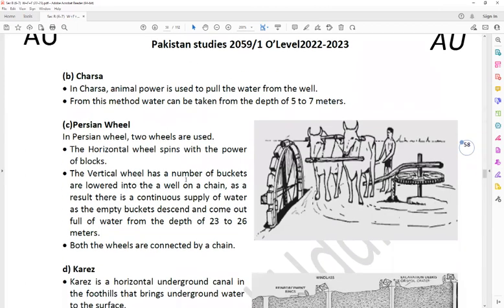The Persian wheel is something different from Charsa. In the Persian wheel, we use two wheels. One is moving horizontally with the help of blocks, and the other is a vertical wheel. Both are connected by a chain. When the horizontal wheel spins, the vertical wheel moves and water is taken out from a depth of 23 to 26 meters and provided to the crops.